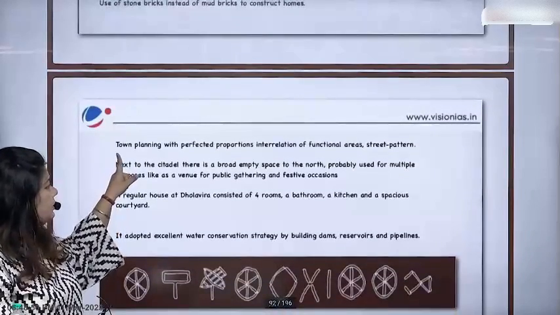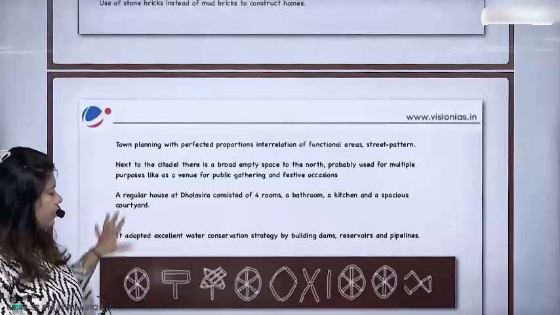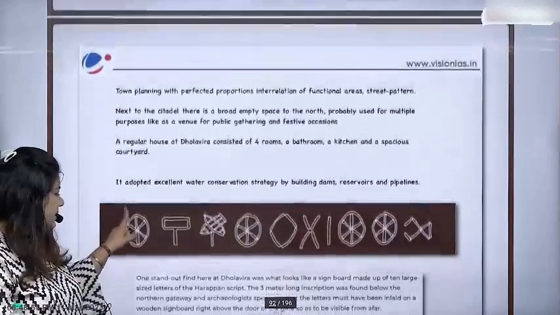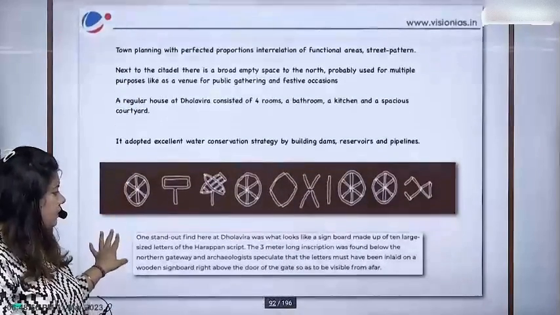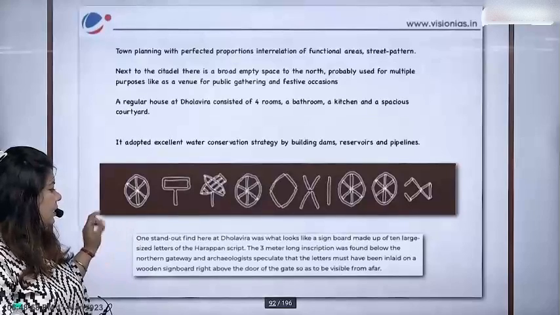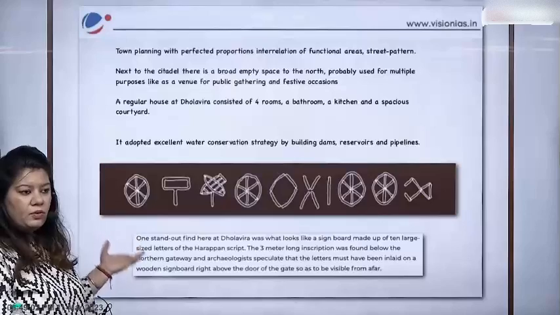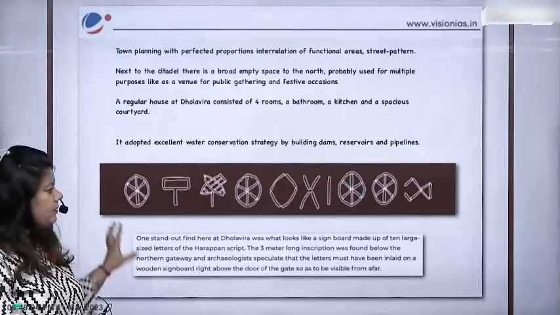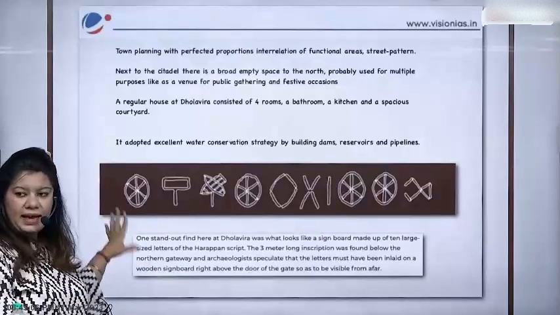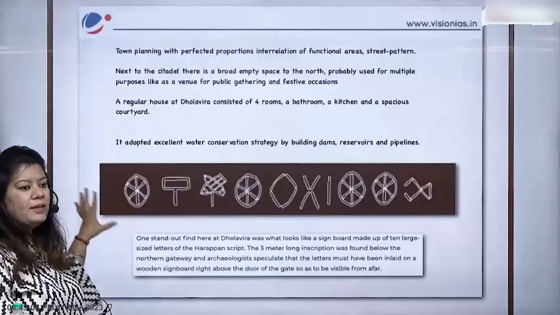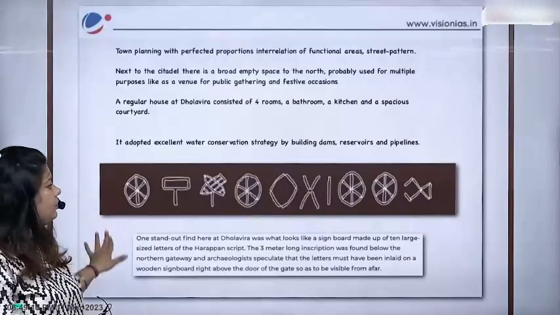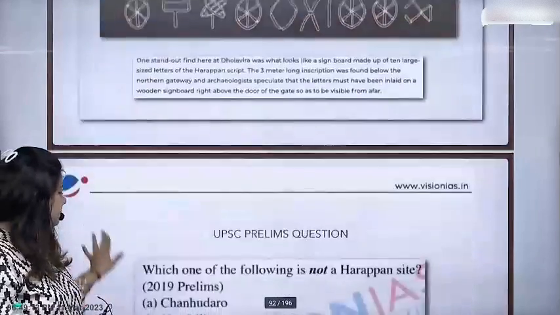Also, town planning was perfected here. There was a signboard which was found in Dholavira, right? This signboard is also important, which however archaeologists have not been able to decipher, but there was a finding of a signboard, kind of a wooden impaled structure, which was found in Dholavira.